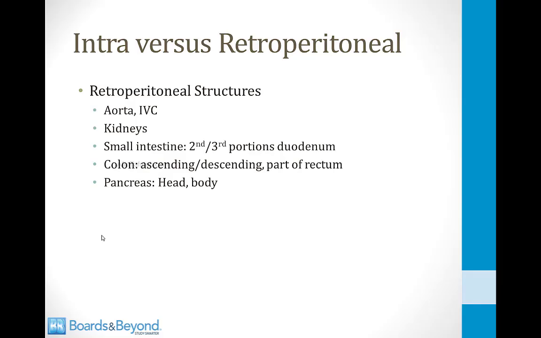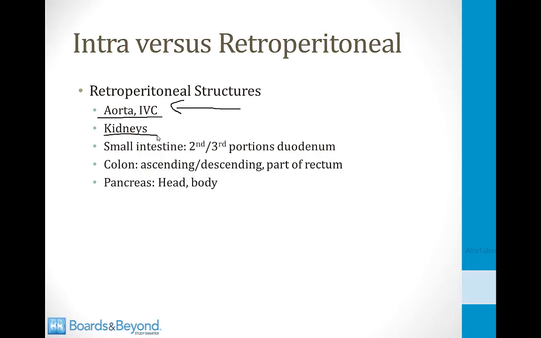Retroperitoneal structures, on the other hand, are not completely covered by mesentery. Most of them sit in the back of the abdomen. They may have mesentery over their front portion, but they are not wrapped in mesentery like intraperitoneal structures. Two of the most important retroperitoneal structures are the aorta and IVC. The reason these are important is because when these structures bleed, patients will develop blood in the back of the abdomen. We call that retroperitoneal bleeding.